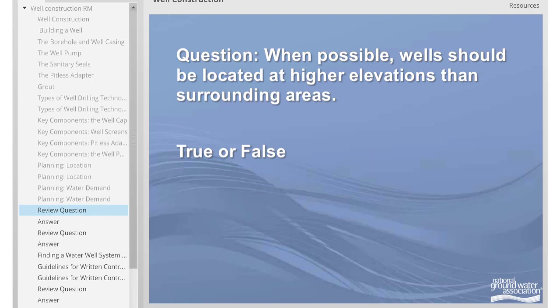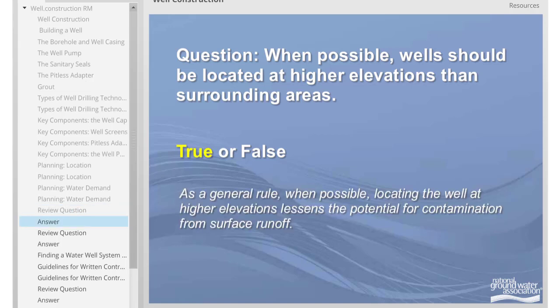Here's a review question. When possible, wells should be located at higher elevations than surrounding areas. True or false? The answer is true. As a general rule, when possible, locating the well at higher elevations lessens the potential for contamination from surface runoff.